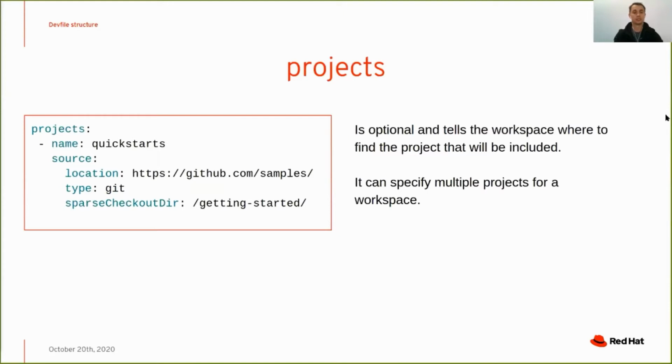Another part is projects. This section is optional and tells the workspace where to find the project that will be included. In this case, we are pointing to a default Git repository located on GitHub, and you can specify multiple projects for a workspace. And the type of the project can be a zip file as well.